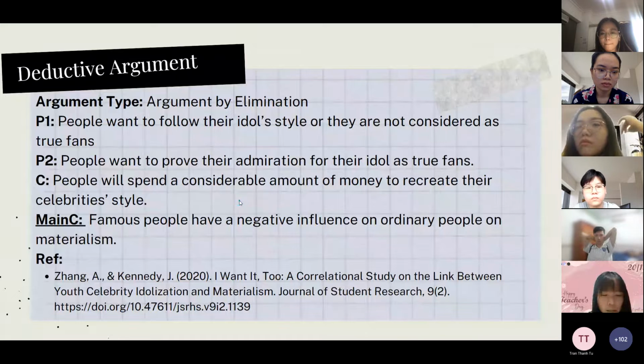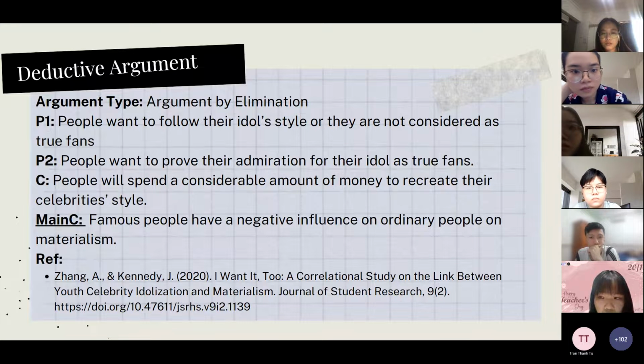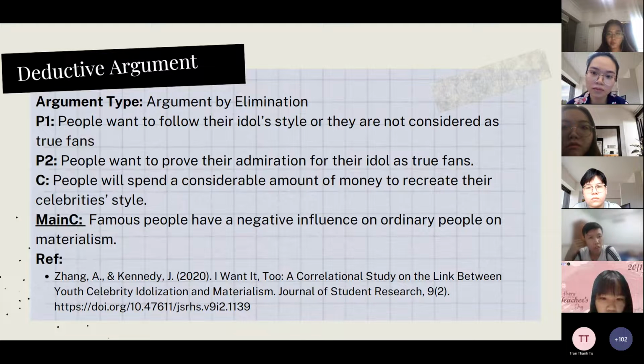Let's move on to materialism. People want to follow their idol's style, or they are not considered true fans. People want to prove their admiration for their idol as true fans, and people will spend a considerable amount of money to recreate their celebrity's style. And we have the main conclusion: famous people have a negative influence on ordinary people on materialism.